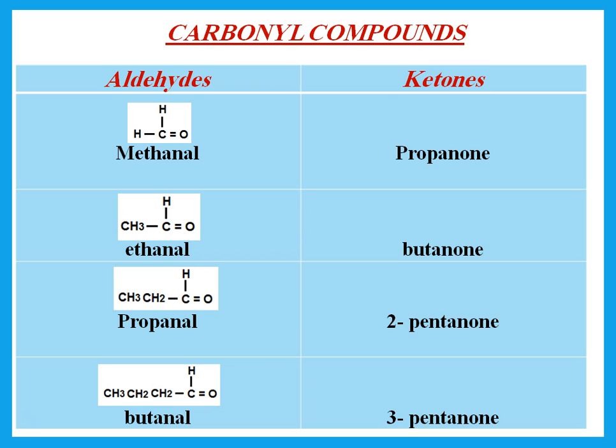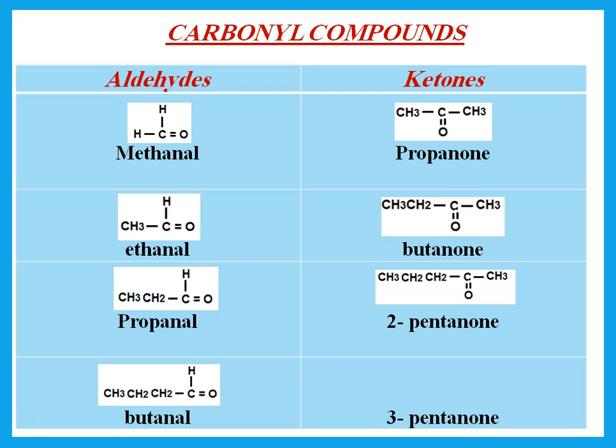Ketones end with -one: propanone, butanone, pentanone, 2-pentanone. If the C double bond O is on carbon number 2, that's 2-pentanone; on carbon number 3, that's 3-pentanone, and so on. So the functional group of a ketone is in the middle of the chain. It is made up of a C double bond O that is bonded to two alkyl groups, such as methyl or ethyl, and so on.